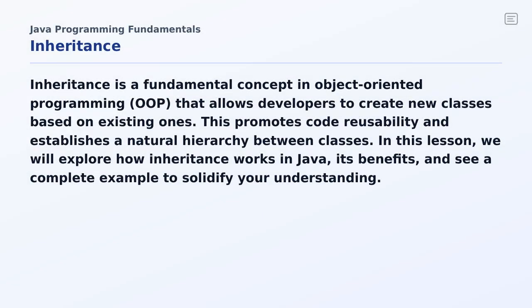Inheritance is a fundamental concept in object-oriented programming, OOP, that allows developers to create new classes based on existing ones. This promotes code reusability and establishes a natural hierarchy between classes. In this lesson, we will explore how inheritance works in Java, its benefits, and see a complete example to solidify your understanding. Don't worry if this feels new at first.